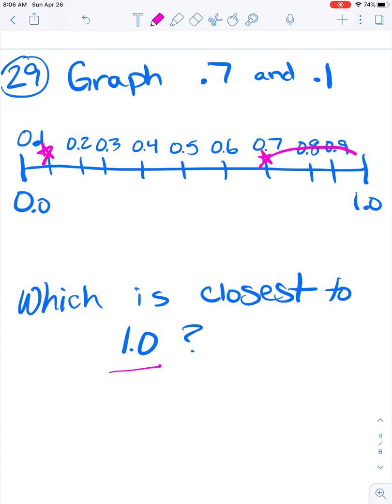Then it asks which is closest to 1 whole. Well, obviously 7 tenths because it's only 3 away, where 1 tenth is much further away. All right, so my answer would be 7 tenths is closest to 1 whole, and that's how I graph it.